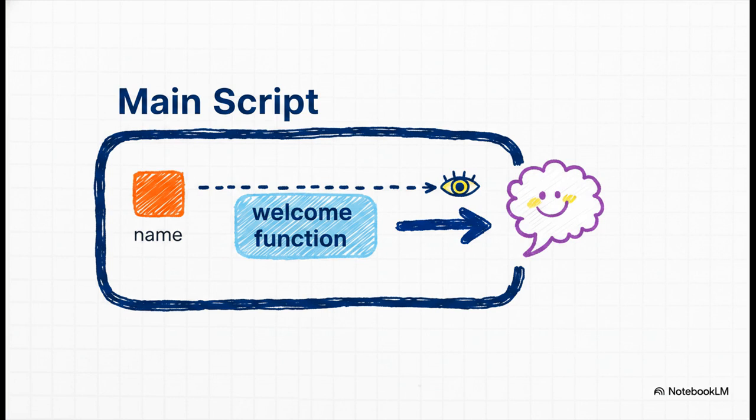Now, functions can also play nice with the rest of your script. In this example, we set a variable called name outside of the function. And because it's defined out there in the main script, the welcome function can see it and use it. This is a really cool feature. Functions can access these global variables, which makes them super flexible.